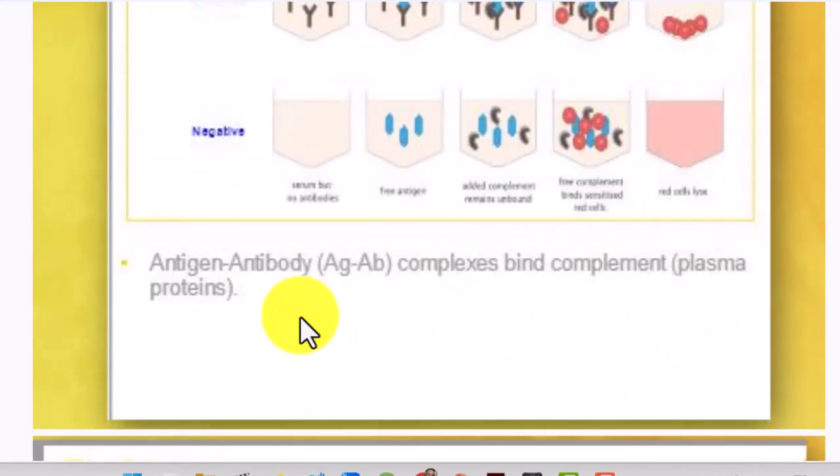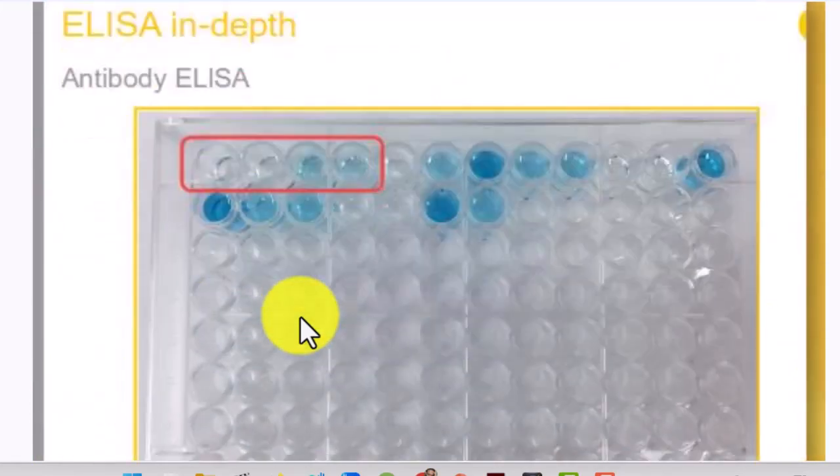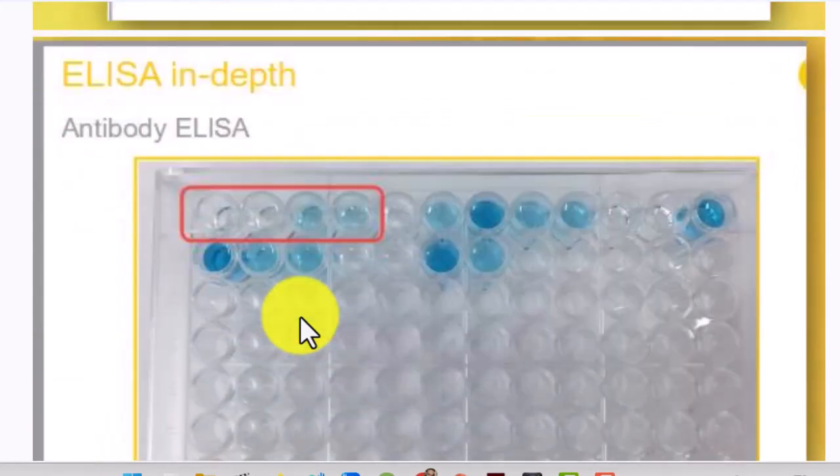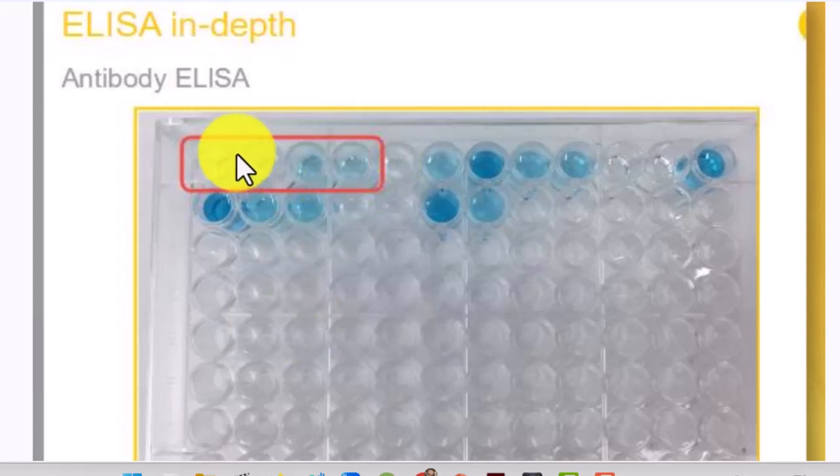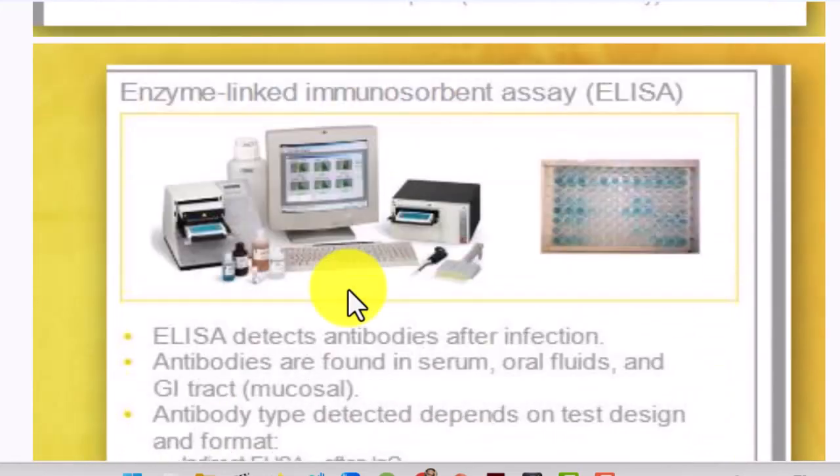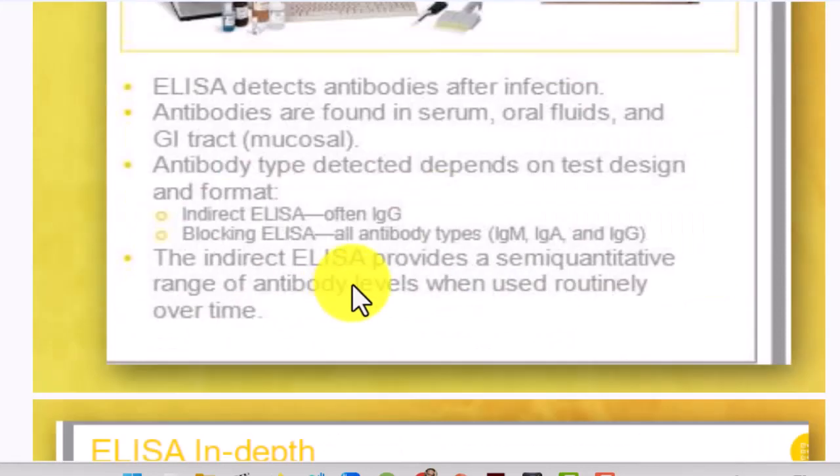Complement fixation test. Antigen-antibody complex binds complement. The complement is present in the plasma. ELISA, the most important technique. Here the control negative and control positive. Enzyme linked immunosorbent assay detects antibodies after infection. Antibodies are found in serum, oral fluid, or GIT.